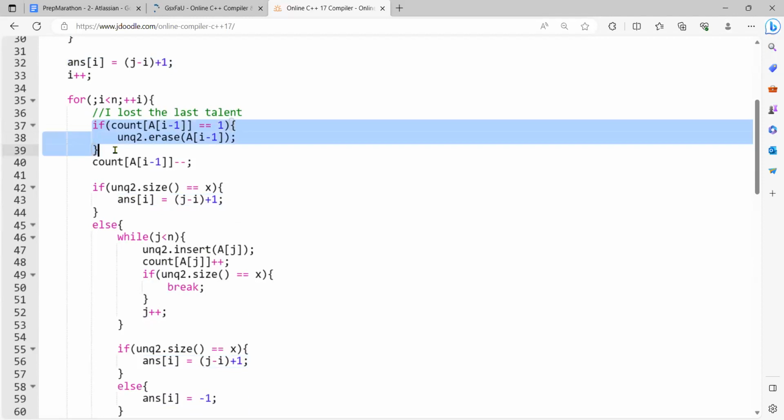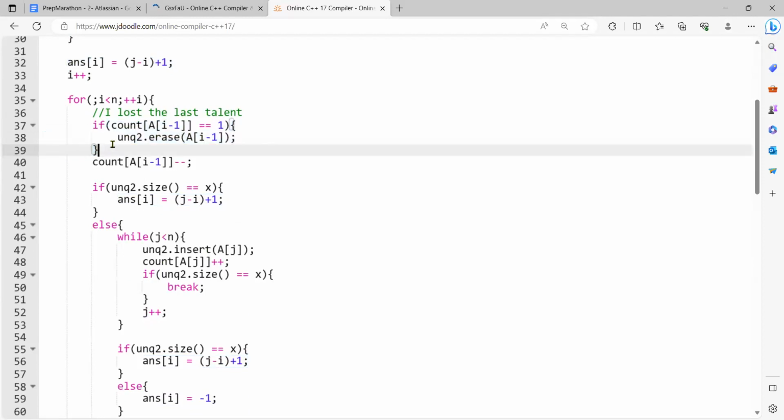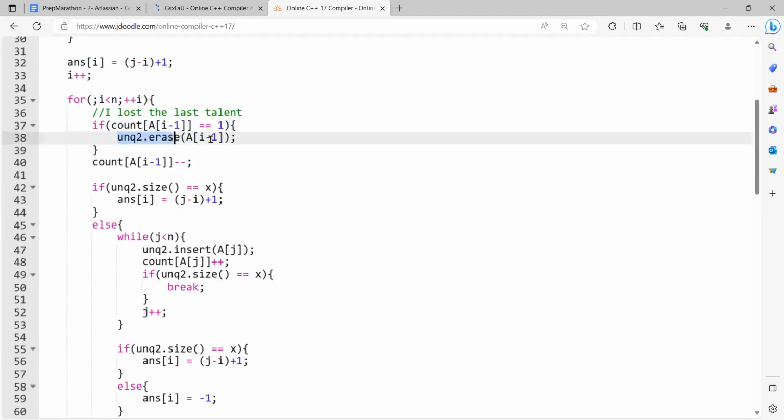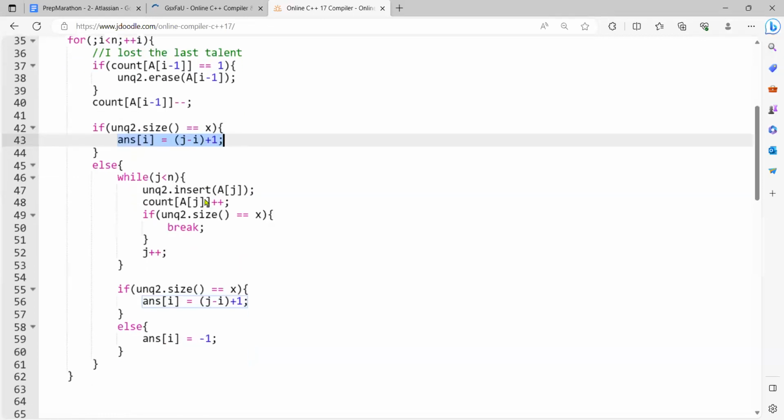I will decrement the count. On decrementing, if I'm losing a talent, I need to erase it from my set also. So I'm doing that. After doing all this, if my set has enough number of talents, then great. So I can consider j to be my endpoint and the number of students can be this much. If they are not enough, I need to take more talent.